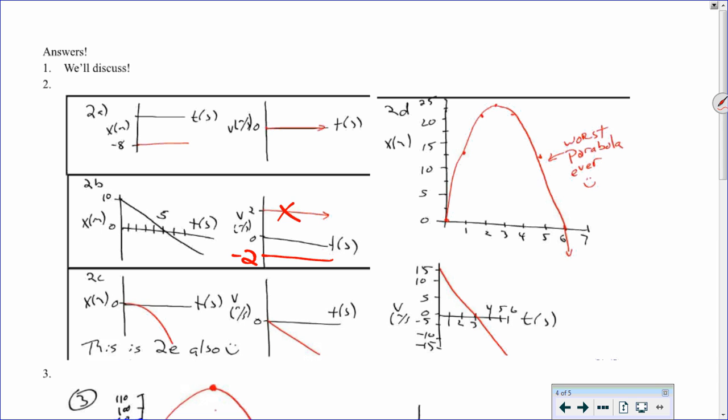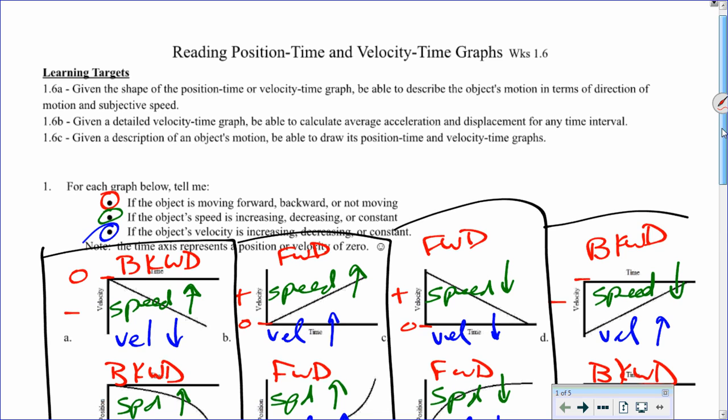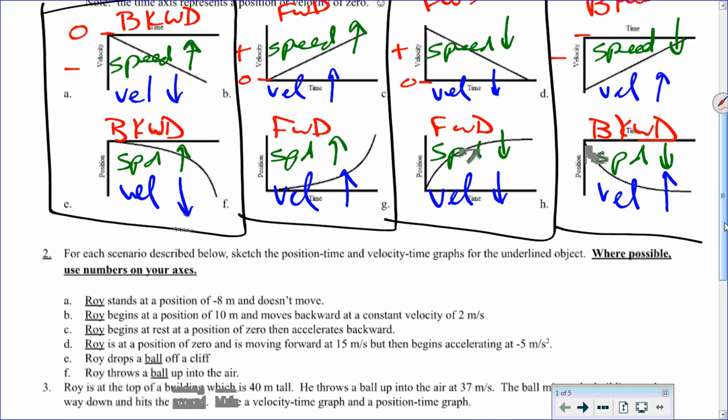How come the velocity is constant? Well, I mean this in a non-snarky way. I think the problem tells you that it's constant. Yep, constant velocity of 2. You good, Abby? Yeah. So the position is changing. That's why the position goes down, right? But the velocity is constant. Because it's going backward. Cool.